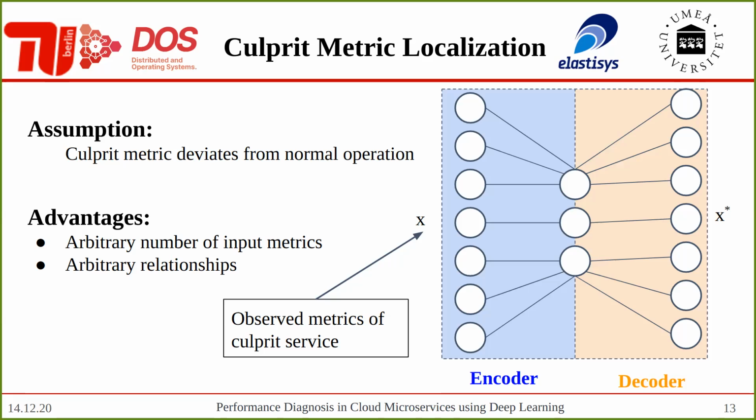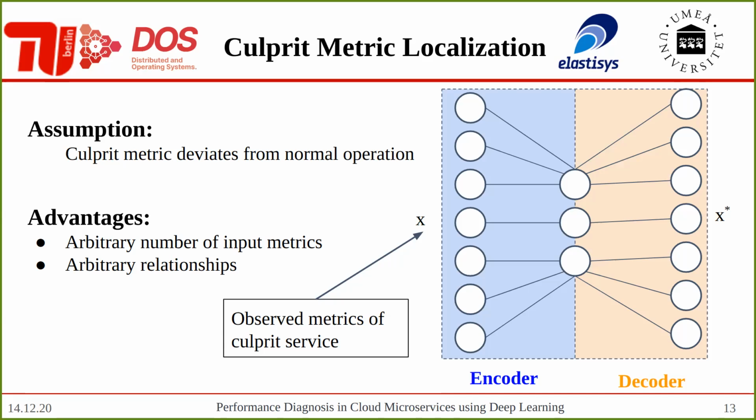The first is that we can input an arbitrary number of metrics into this autoencoder, which means that we can include as many metrics as possible that we observed in the system. And the second, with the autoencoder, we can model arbitrary relationships among the observed metrics, with the different depths or the non-linearities of the autoencoder.